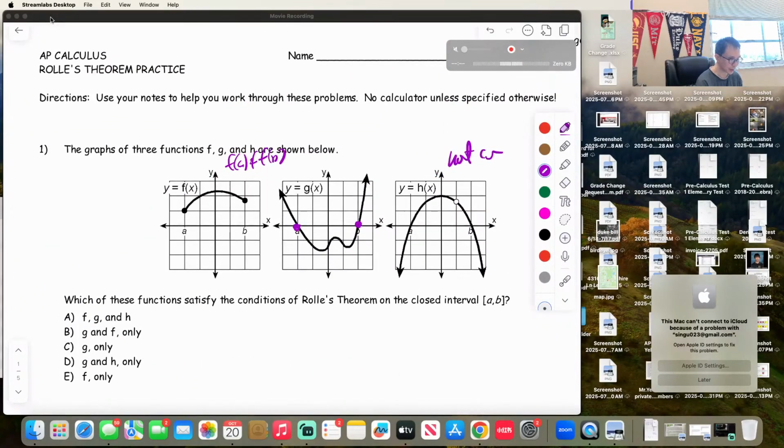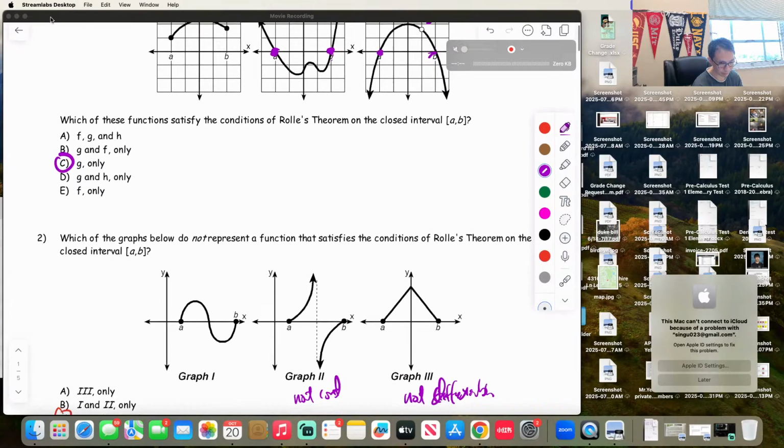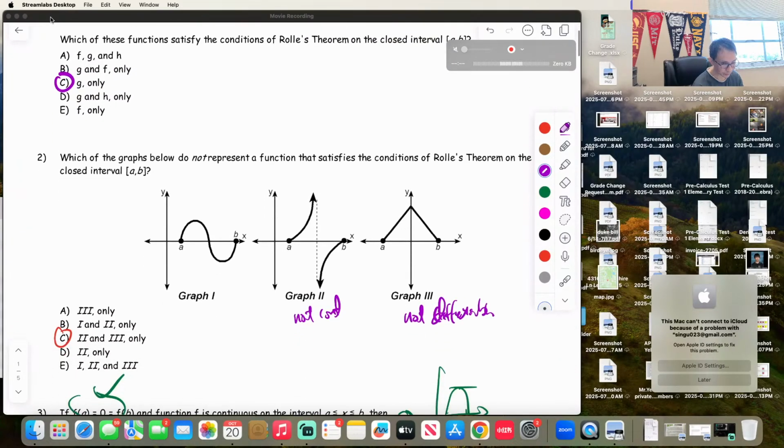The first question is actually C. The reason why it's C is the first one, f(a) does not equal f(b), so the first one doesn't apply. But if you pay attention, this one f(a) equals f(b), and this one f(a) equals f(b), but there's an open circle, so it's not continuous. So only C is qualified for Rolle's theorem.